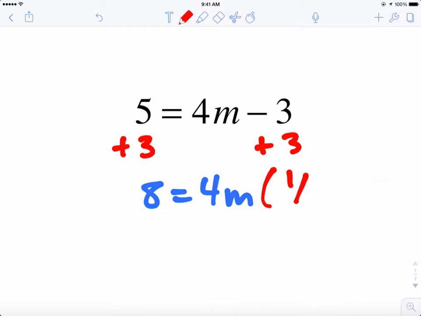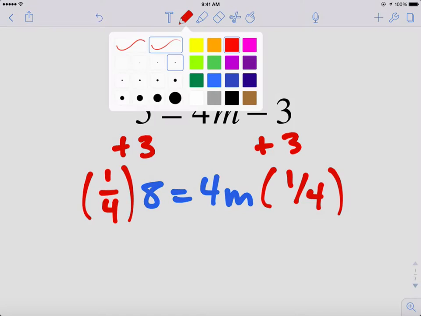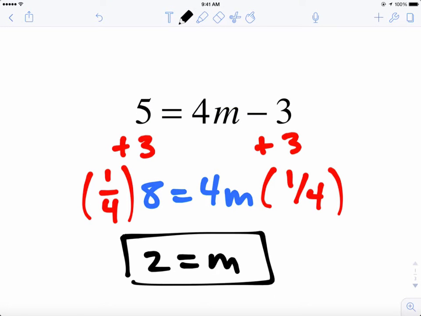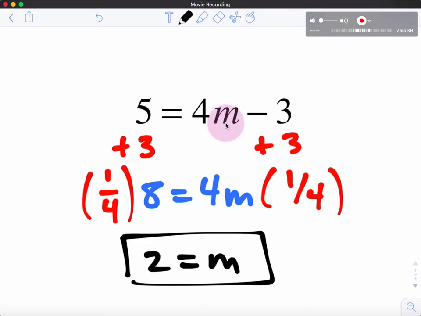Let's multiply both sides of our equation by 1/4, and we end up with 2 equaling m, the solution to that original equation. Let's check to make sure. 4 times 2 is 8, 8 minus 3 is 5. And this is the general gist of how to do a two-step multiplicative equation in which our variable, or some multiple of that variable, is not yet isolated. We just have to do one step to isolate it and take it from there.